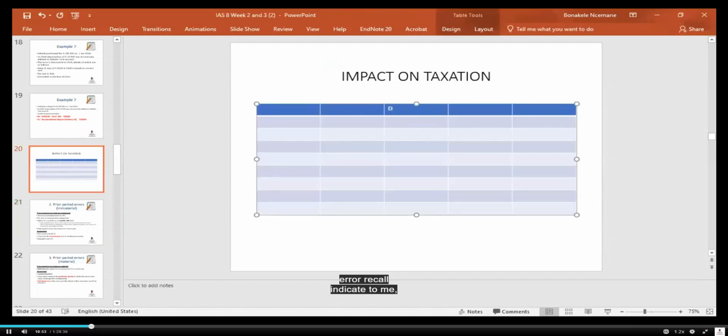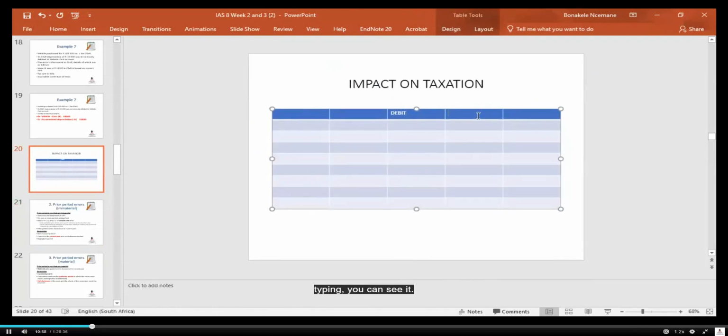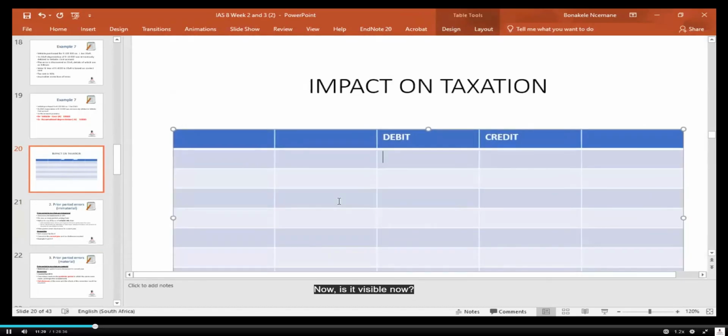Indicate to me if you can see my slides as I'm typing. We can see it. You can also just say "sharp" in the comments if you can see. If you cannot hear me, you can add a no, but you can all see it now. Is it visible now?